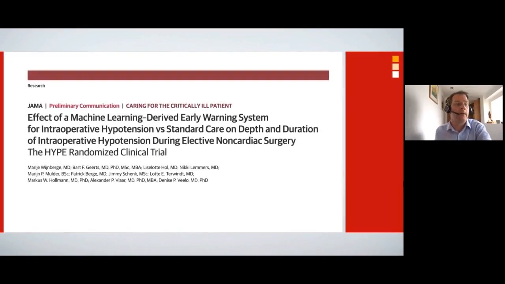And there's now work out there. This was published in JAMA a few months ago. And this group used HPI as a warning sign and was shown to decrease the incidence and duration of hypotension without any adverse events, such as hypertension or cardiac arrhythmias.